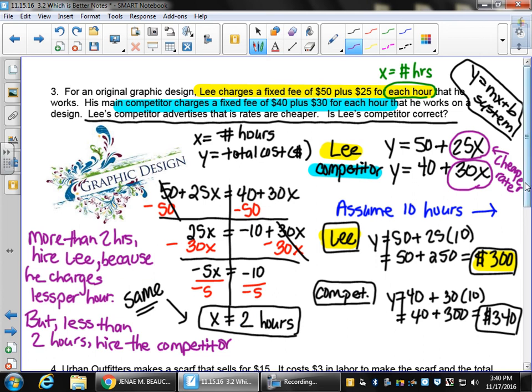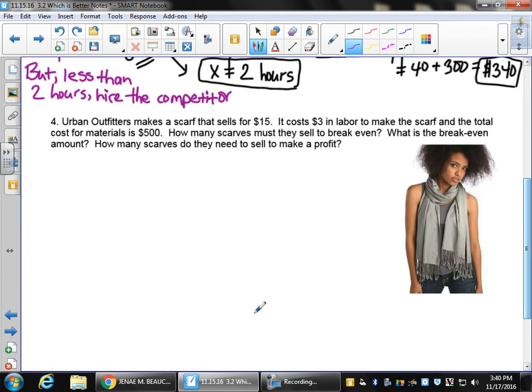Okay, last one, number 4. Urban Outfitters makes a scarf that sells for $15. It costs $3 in labor to make the scarf. The total cost for materials is $500. How many scarves must they sell? Oh, there's my question. How many scarves must they sell to break even? What is the break-even amount? How many scarves do they need to sell to make a profit?